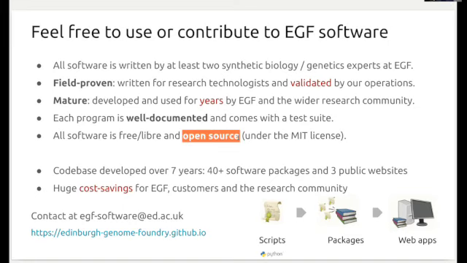All the software is open source under the MIT license, so you're free to collaborate, work on it and incorporate it into your own system. So if you think anything is useful or would like to try something, then do contact us at EGF Software, or whichever our email address is, and let us know if you're using our software. It would be very helpful for us as well.